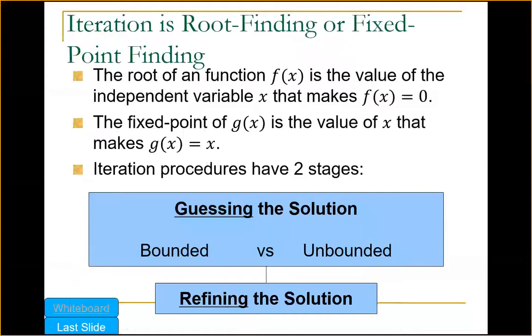And after doing the first guess, each iterative step will refine the solution. Alright? Your guesses have 2 categories. You can have a bounded guess. That means you start off saying your solution is in between 2 values, or it's in a range, and it's a known range. That's called bounding your guess.